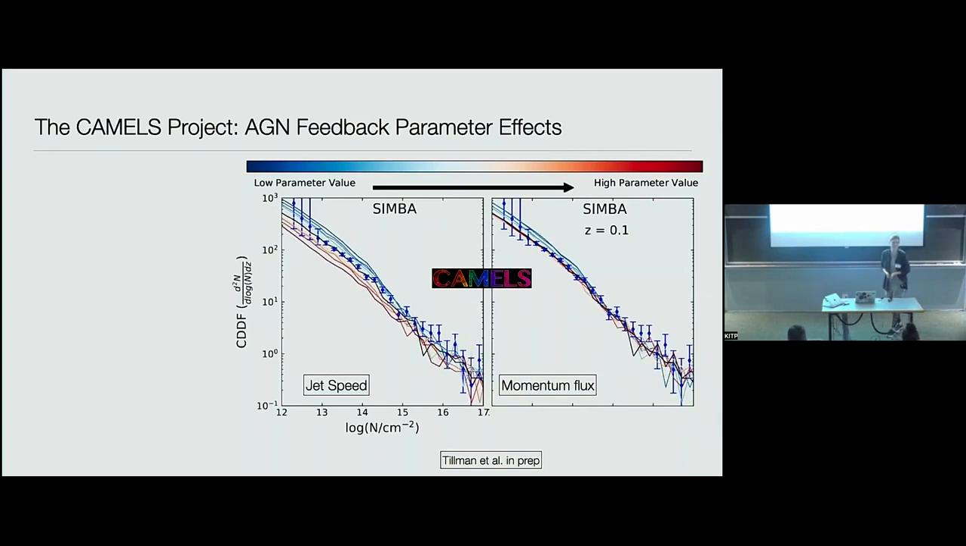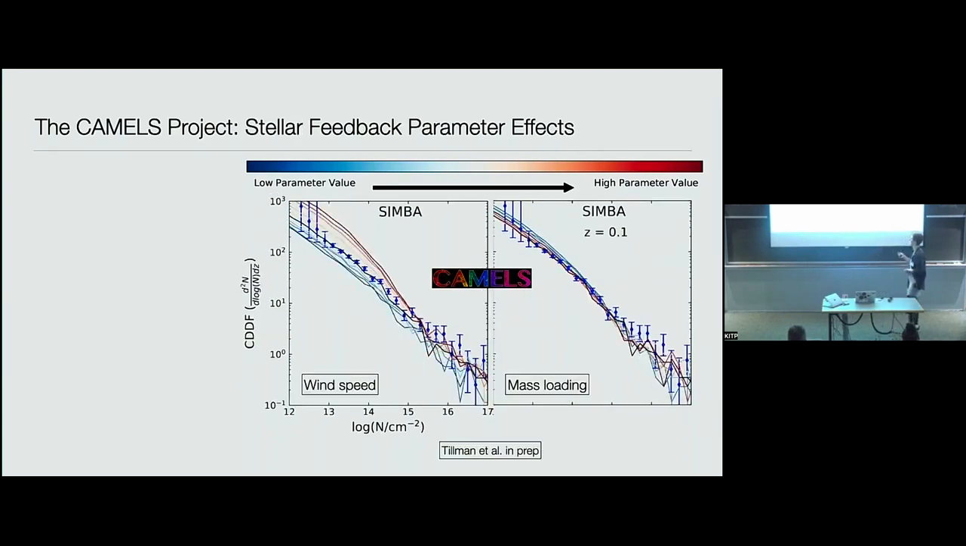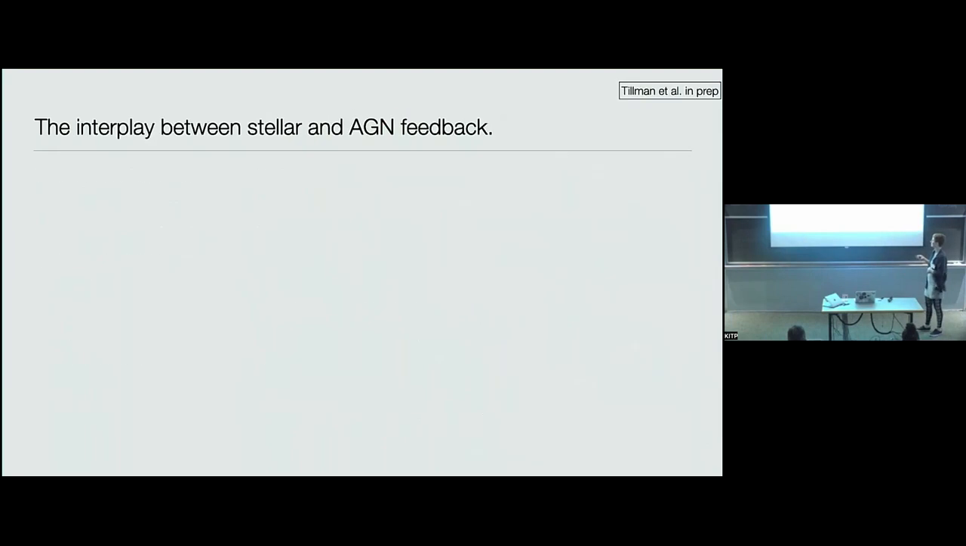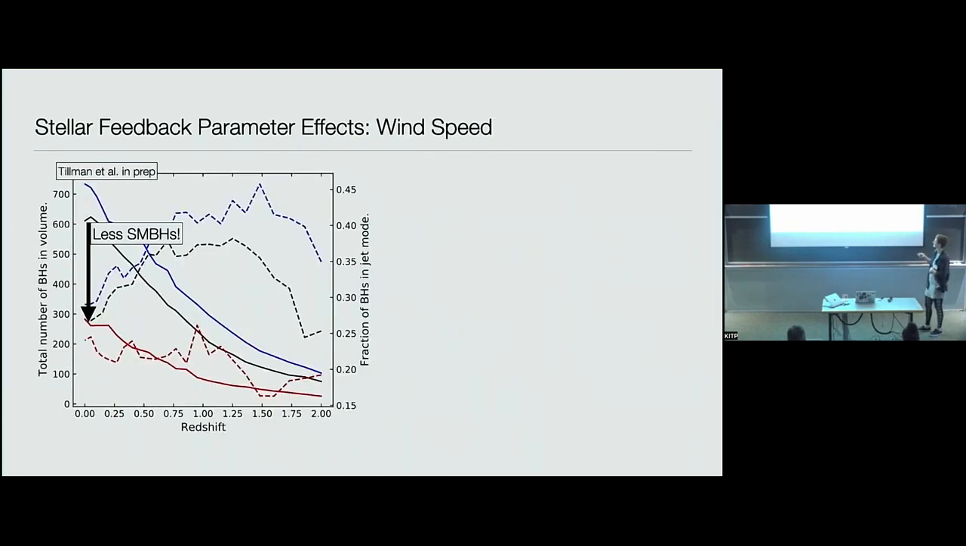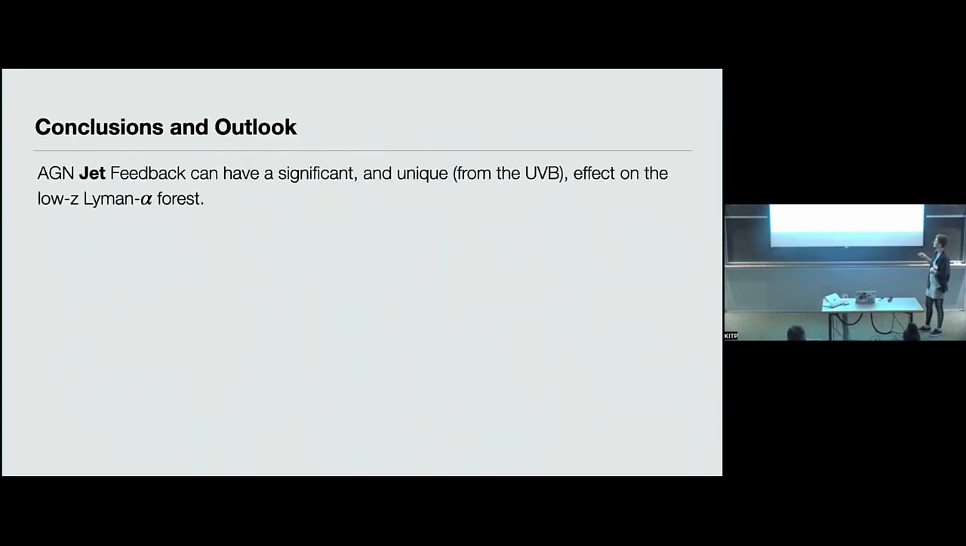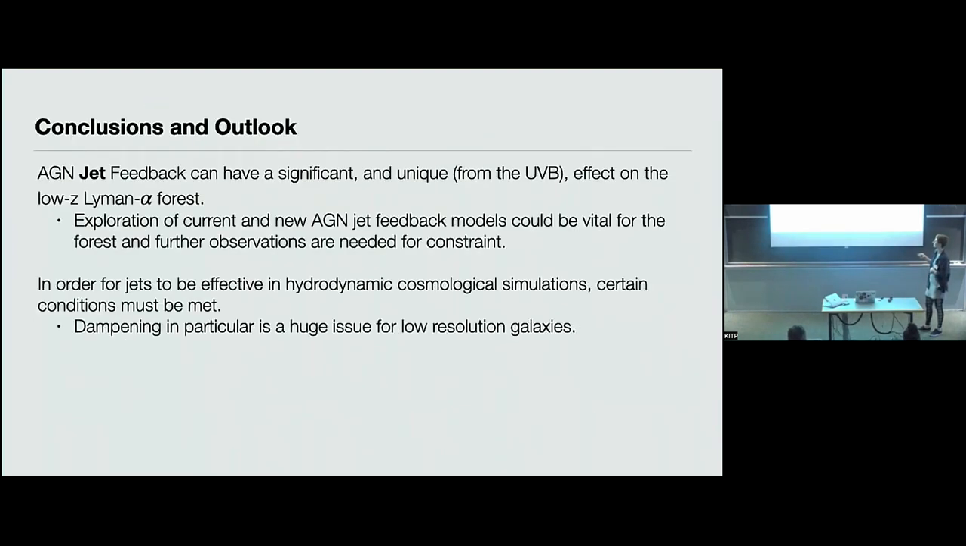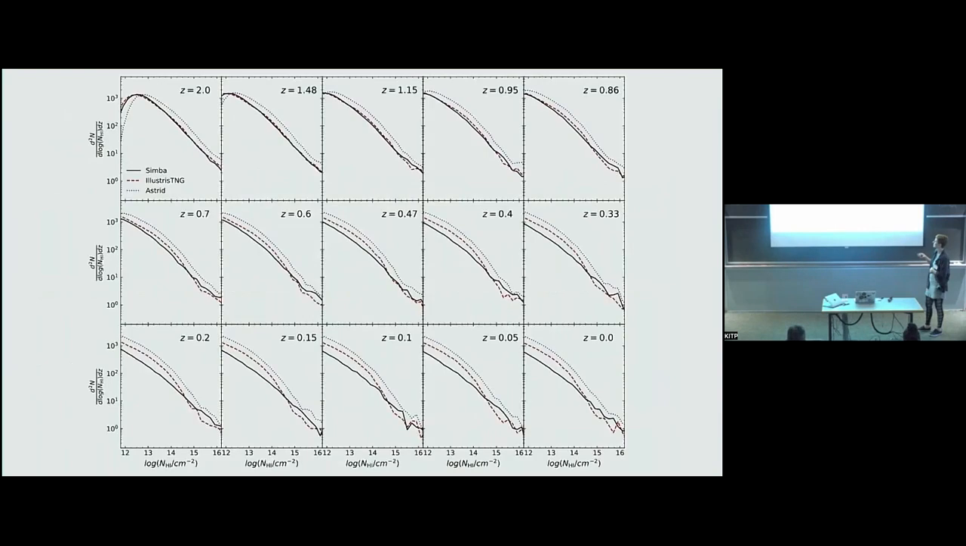My question though was about environment. If you compared the small Camels boxes to the larger Simba box, do you see any effect there? Sorry, maybe I missed... Ah, great. And related to that, do you see an environmental effect around more massive halos that you don't get in Camels, for example?